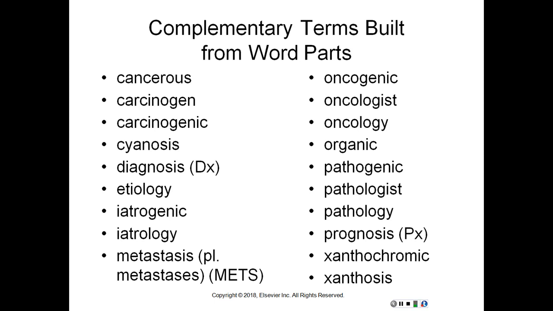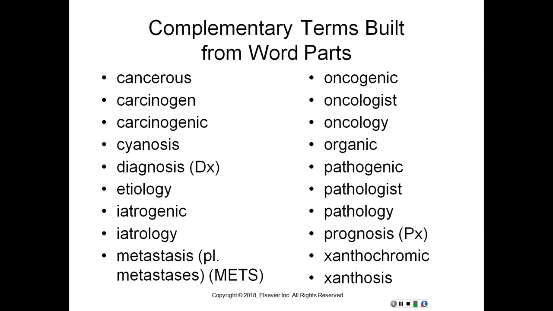So our first table is complementary terms built from word parts. They could have a prefix, suffix, word root, combining vowel, or a combination of all of them. So again, don't focus on the long word, break them down into word parts to learn these words. Cancerous, pertaining to cancer. Carcinogen, substance that causes cancer. Carcinogenic, producing cancer. Cyanosis, abnormal condition of blue. Diagnosis, state of complete knowledge.